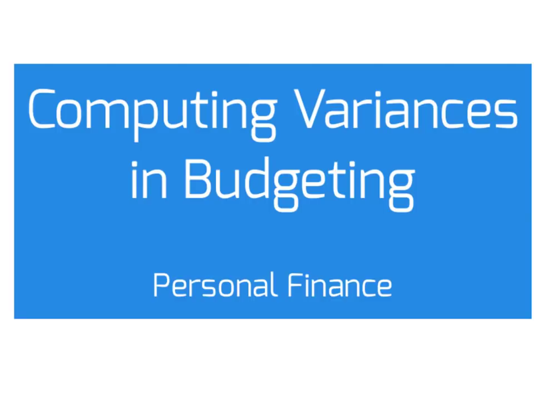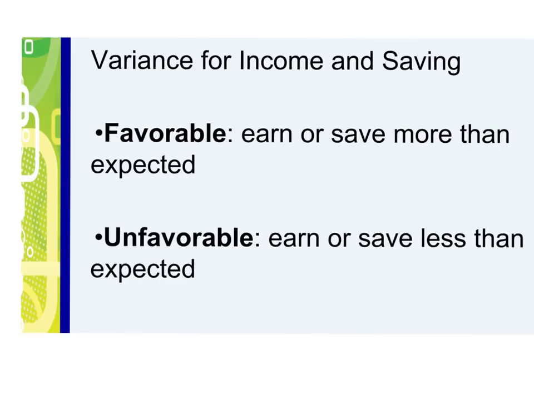Today we are going to talk about computing variances in budgeting. You may not always earn or save what you plan on. You then have a difference, or a variance, for either your income and savings or your expenses. First, we're going to talk about income and savings.